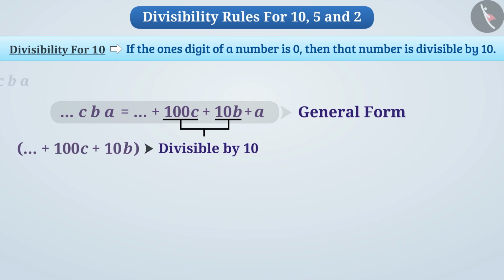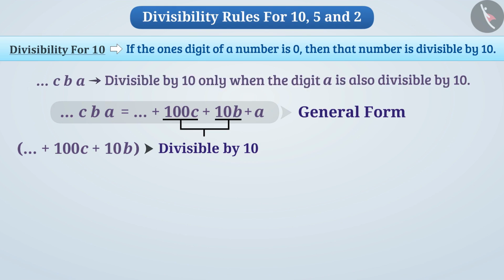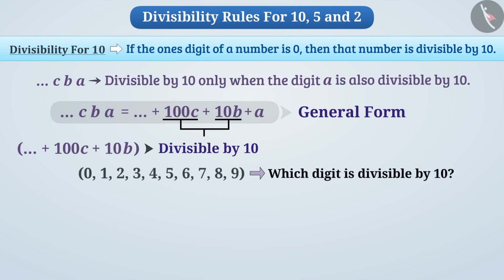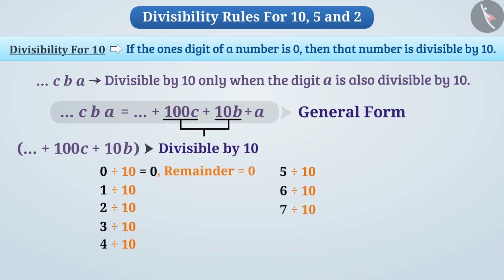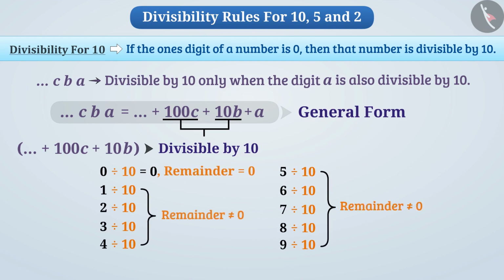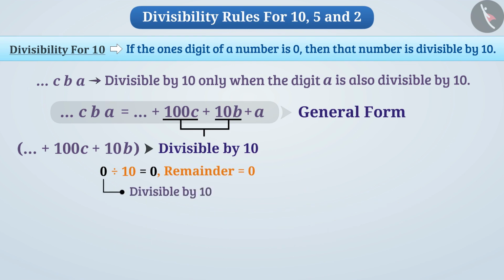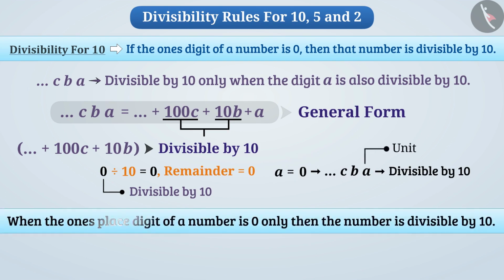Thus, we can say that this number will be divisible by 10 only when the digit A is also divisible by 10. Can you find the digits divisible by 10 among all these digits? Think. You are right. In these numbers, 0 is the only digit which when divided by 10 gives the remainder 0. The rest of the digits, if divided by 10, do not give remainder 0. So, only 0 is the digit which is divisible by 10. No other digit is divisible by 10. This means this number is divisible by 10 only when A is 0. But A is on the unit place. This means that when the ones place digit of a number is 0, only then the number is divisible by 10.